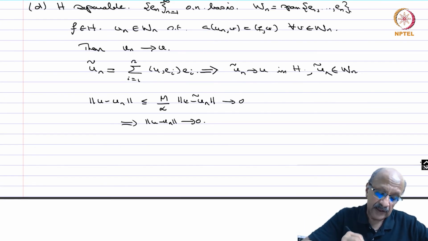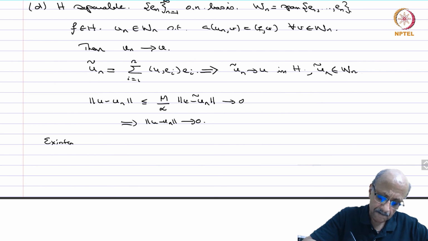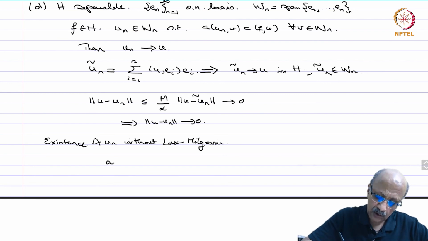In fact, as a remark, we can even prove the Lax-Milgram lemma directly without using this fact. So we can prove the existence of un directly, and therefore you can prove Lax-Milgram lemma also. How? If I want the existence of un without Lax-Milgram, you want to find un such that A(un, v) equals f(v). By linearity, it's enough to check it for the basis element.